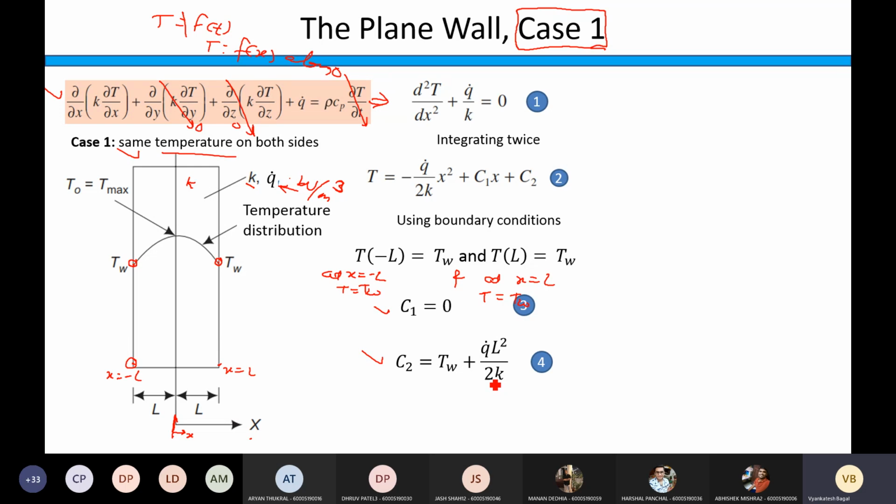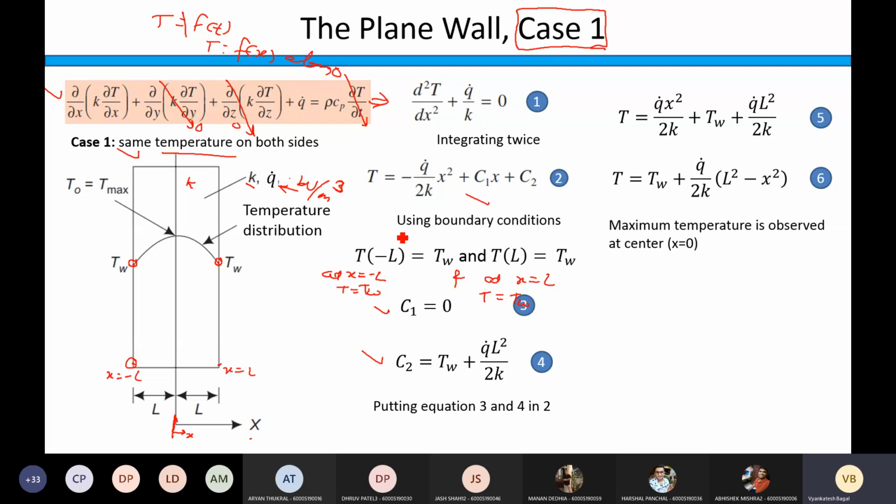Now, what is the next step? You have to put the values of C1 and C2 in this temperature distribution equation and rewrite it. Correct? To do that, the temperature distribution will look like this. So T is q dot x square by 2k plus Tw plus q dot L square by 2k.